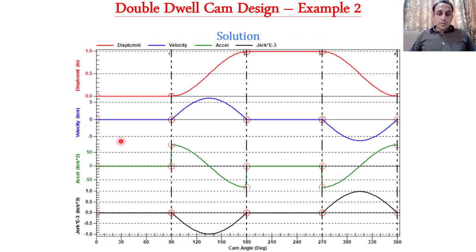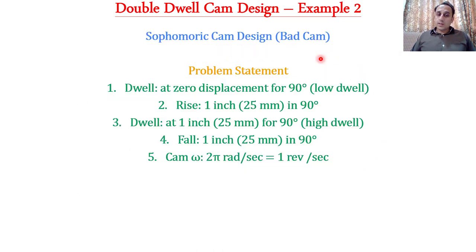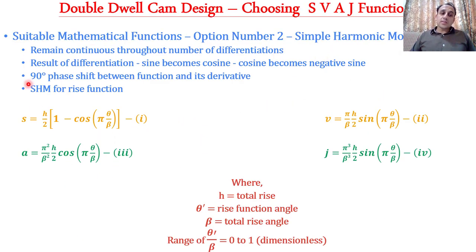So number one, these are the SVAJ diagrams. This is the dwell, and when we use that cos function, what has happened? The follower moved from 0 to 1 inch position. Then we have a dwell once again. Then we use the fall function. The fall function is basically the same, but we are just subtracting this function from 1.